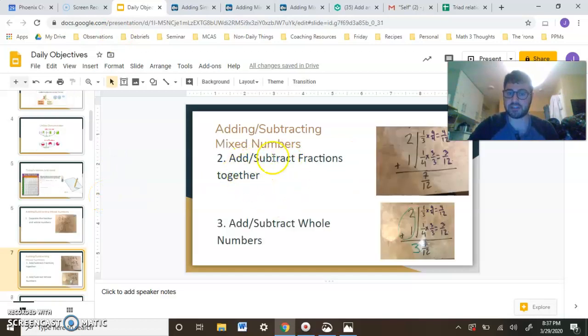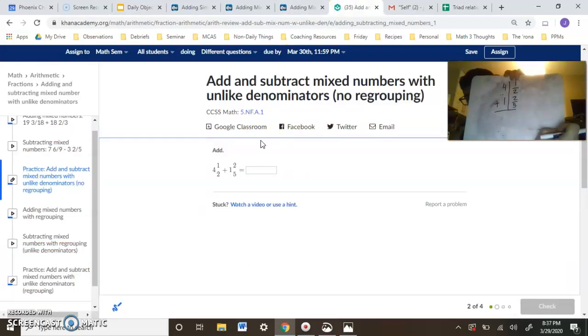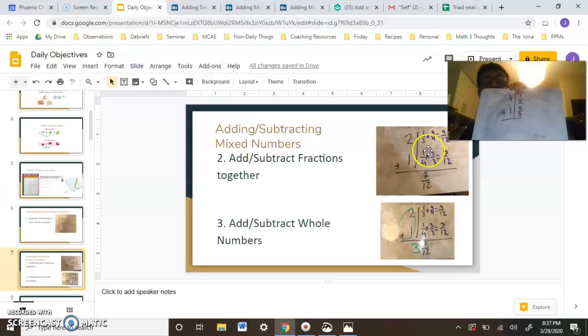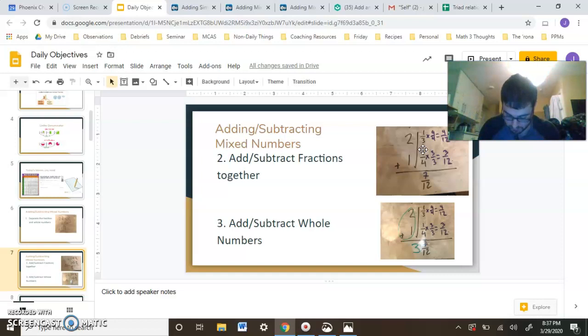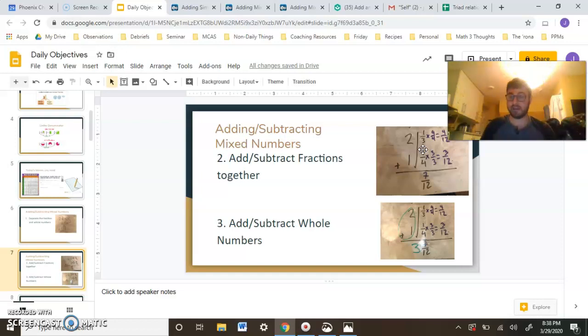Step 2. Add and subtract fractions together. So looking here, think about how you add and subtract these fractions together. Looking at this model, I'm going to do it right now. You do it with me. What did I forget to do? Que me olvidó. That's right. I didn't add my fractions together. 5/10 plus 4/10, 9/10.